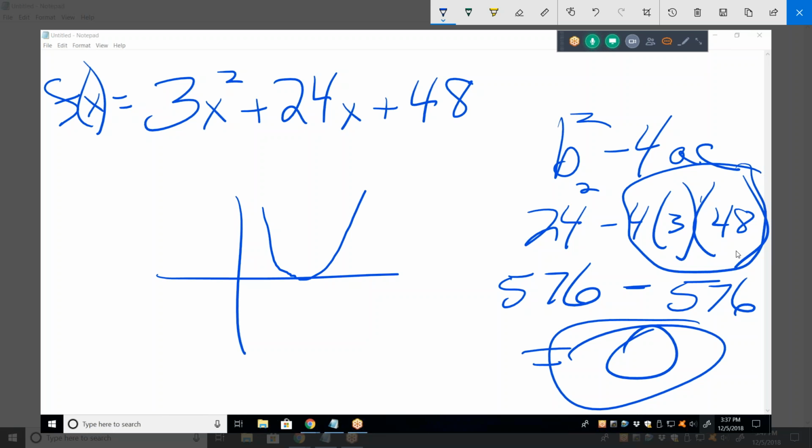It means you're looking at a parabola like that. What does that mean? It just touches the x-axis in one spot only. There's only one real zero. That's what it means. When your discriminant comes out to be 0, you have one real zero. Okay?